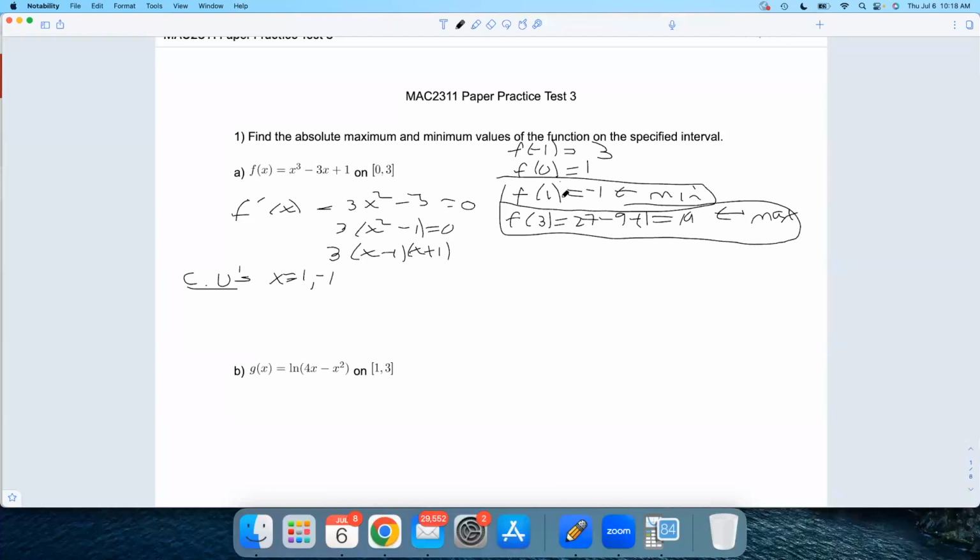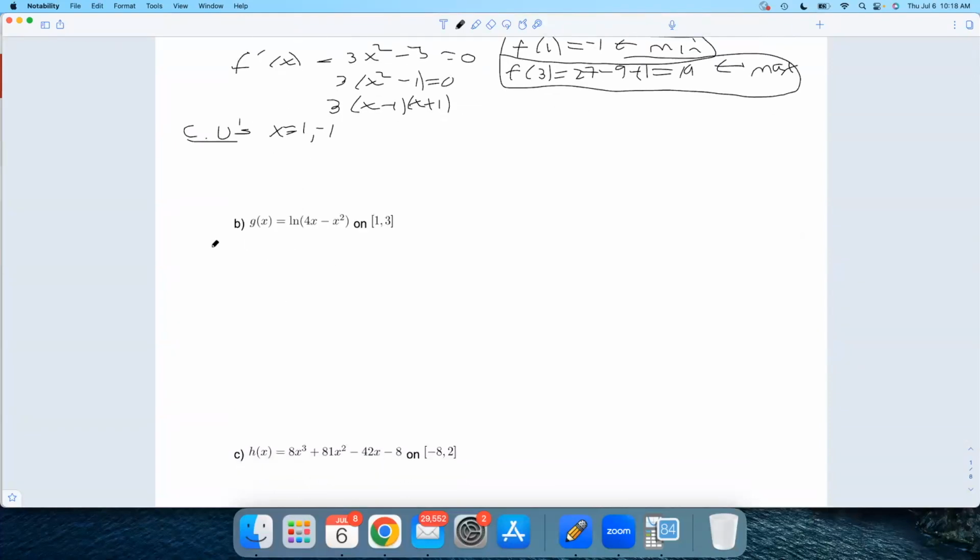Okay, here it's the same game. Let's find our critical values by taking the derivative. The derivative of the natural log of anything is 1 over that thing times the derivative of what's inside. So the derivative there is going to be 4 minus 2x. I want to figure out where this thing either equals 0 or does not exist.